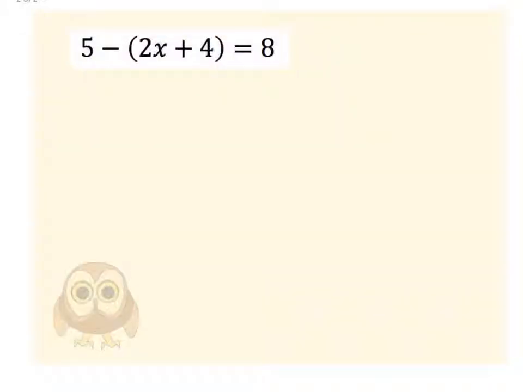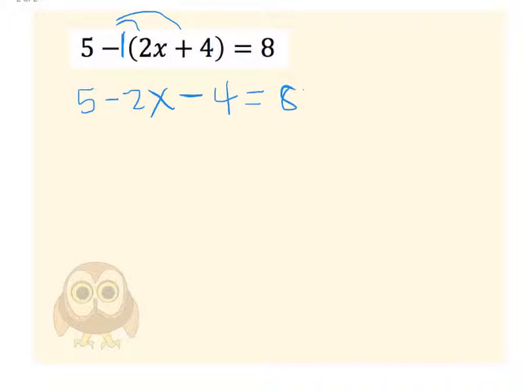Alright, one more. So this one has an extra step. We have parentheses, so we know we have to distribute first. Again, this was a really common error on your formative assessment. Don't forget about the 1 that's hiding here. Okay, so this 5 is going to come down. I'm going to distribute that negative 1 through. So 5 and then negative 1 times 2x is minus 2x. Negative 1 times 4 is minus 4, and that's all equal to 8.